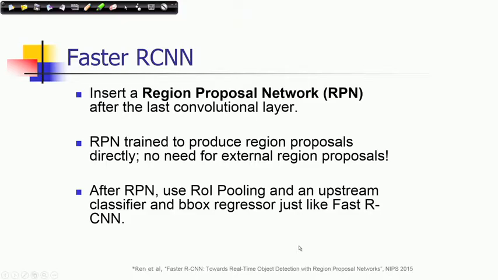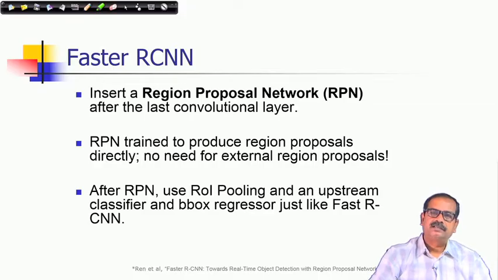Then the improvement over even Fast RCNN is Faster RCNN, where the whole task has been considered as being done in a convolutional network. Even the region proposal is done using a convolutional network, so we call it a region proposal network. Using the features generated by the convolutional layers, the same features are used for generating region proposals, and from the region proposals you pull those features which are in that proposed region and use them for classification.